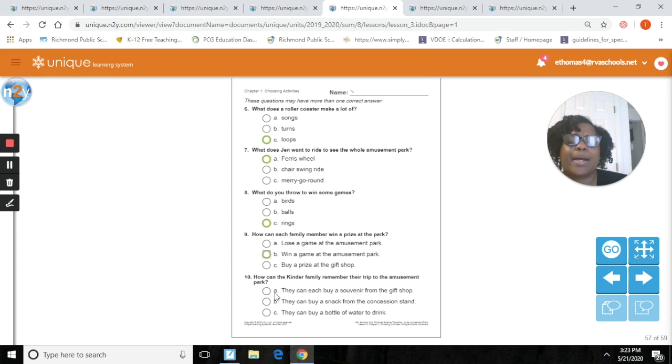Well, they certainly can buy a souvenir. Our story talked about buying souvenirs, so we're just going to put an imaginary check there. They can buy a snack from the concession stand. The Kinder family did not do any eating in our story, did they? They did not. And C says they can buy a bottle of water to drink. Did it talk about them buying a bottle of water to drink? No. So we know it must have been A. They can each buy a souvenir, and that does help you to remember your trip.